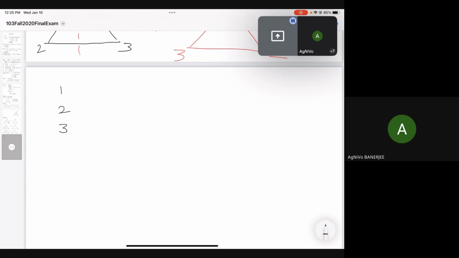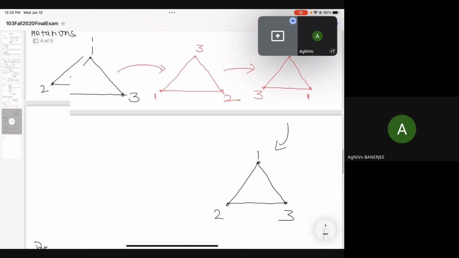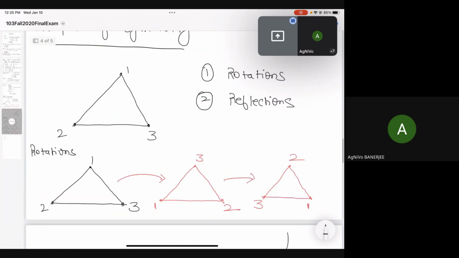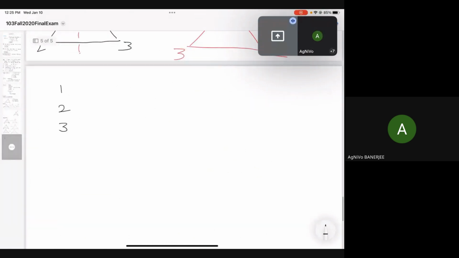So what was the first operation that we did? Well, first operation, even before rotation, as I said, we do nothing, right? So as a function, you can think of this: 1 goes to 1, 2 goes to 2, 3 goes to 3. I'm doing nothing to my vertices, right? That's the first element. And then second was obviously rotation.